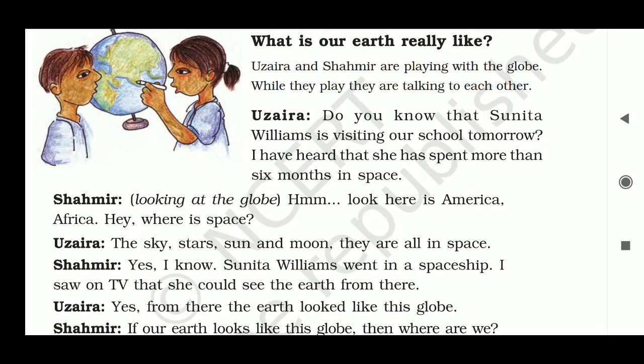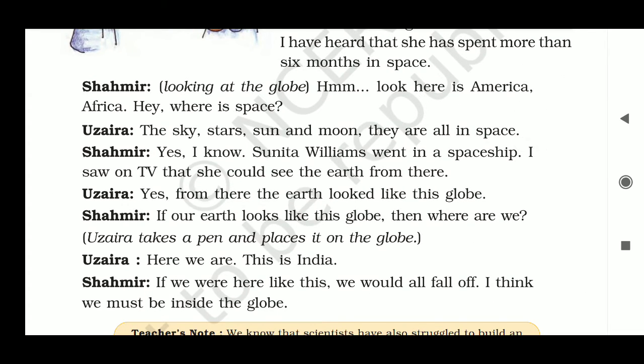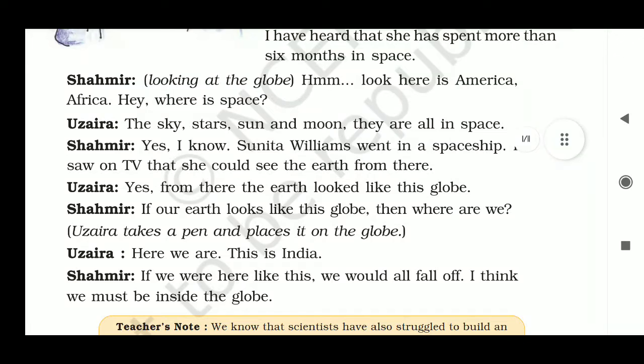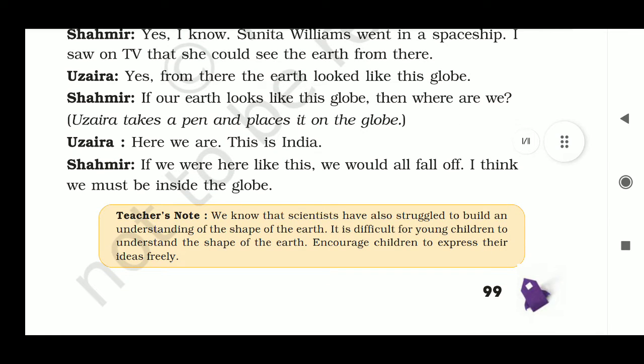Shamir, looking at the globe: Look, here is America, Africa. Hey, where is space? Uzaira: The sky, stars, sun and moon, they are all in space. Shamir: Yes, I know Sunita Williams went in a spaceship. I saw on TV that she could see the earth from there. Uzaira: Yes, from there the earth looks like this globe. So the globe is a model of the earth.